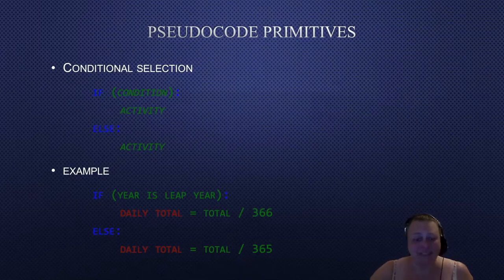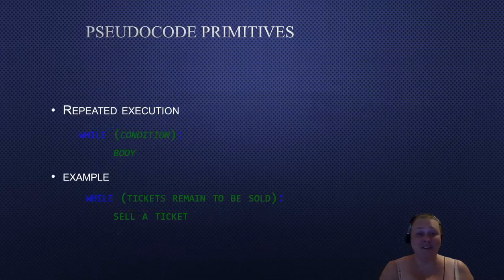Let's look at repeated execution. This is something that you want to do multiple times. You want to repeat it. For this one, there's a while, and whatever the while is, you're going to give it instructions. So, while you still have tickets, sell the tickets. Very, very easy. It'll keep selling the tickets until there are no tickets available, and then it'll stop.